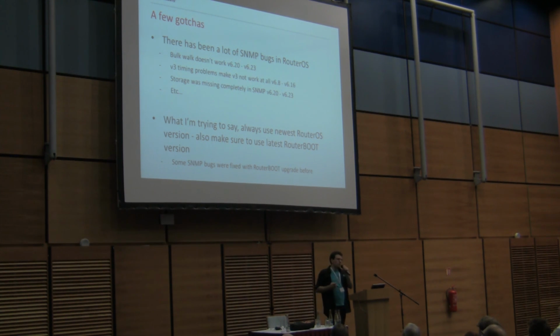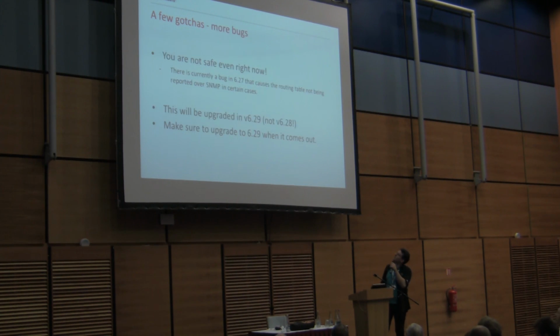And make sure to also use the latest RouterBoot version, because some SNMP bugs are actually fixed by changes in RouterBoot. So RouterBoot upgrades actually fix bugs in SNMP in RouterOS. So just remember that if something is not working, just use the newest version and it will most probably work.